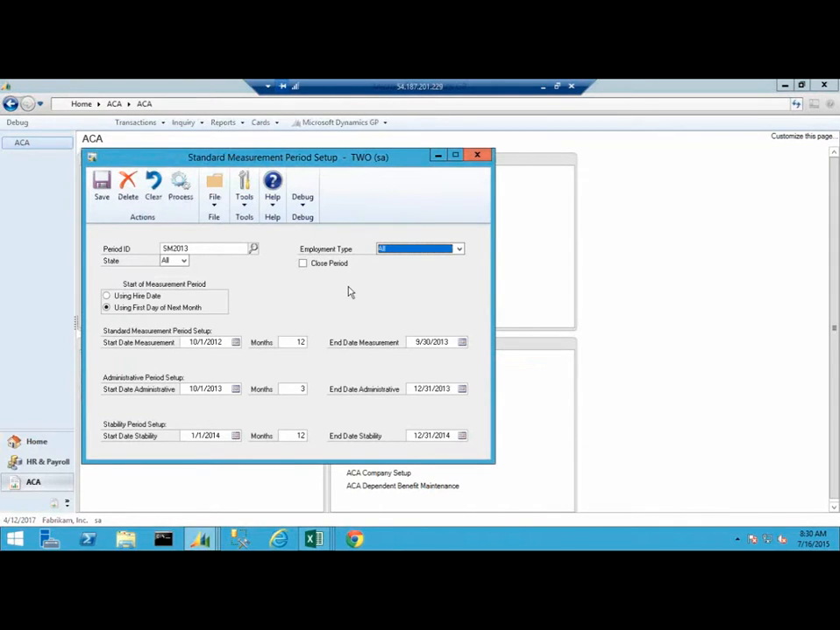What you do is, for employees, you're going to create measurement periods that allow you to test to see whether or not an employee does average 30 hours a week. And by the way, for the purpose of the ACA, 130 hours in a month is considered equivalent to 30 hours a week. And you can have different ones for salary or hourly employees, or you can have different ones by location. You can start your measurement period using the hire date or using the first day of the next month. Most people will use the first day of the next month.